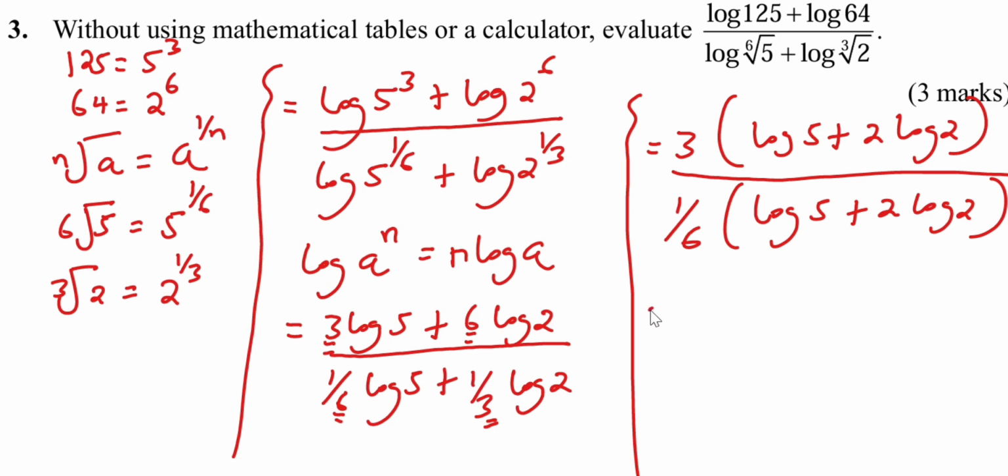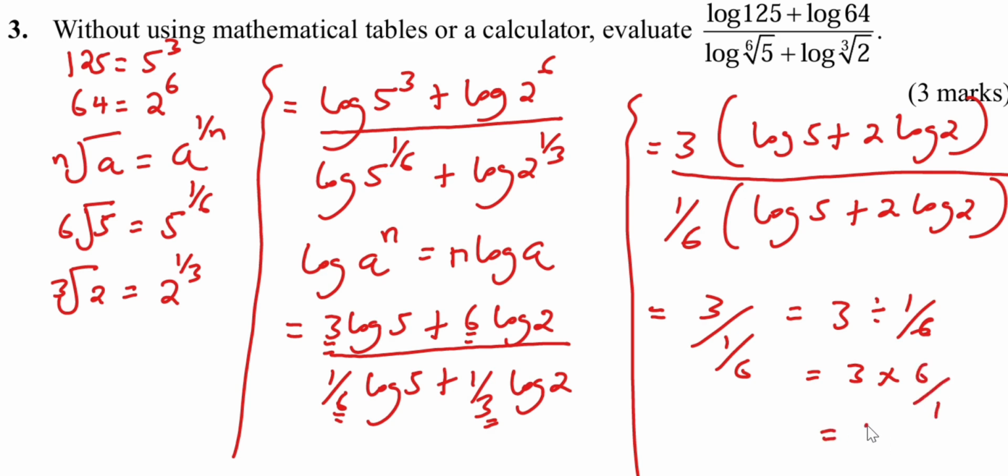So I remain with 3 over 1 over 6. This means it is 3 divided by 1 over 6. So when I divide 3 by 1 over 6, I write it as 3 times 6 over 1. So 3 times 6, I get 18. That is the answer for this question.